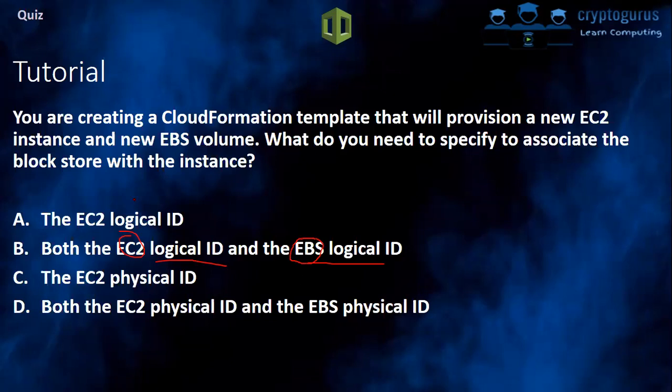Obviously, as per this question, we want to associate, so we require the IDs of both resources. If we have the ID of only one resource, that is not sufficient to provide the association. And this option is also not correct, because it says we require both the EC2 physical ID and the EBS physical ID, and those would be available only at runtime. So only B is the correct option.